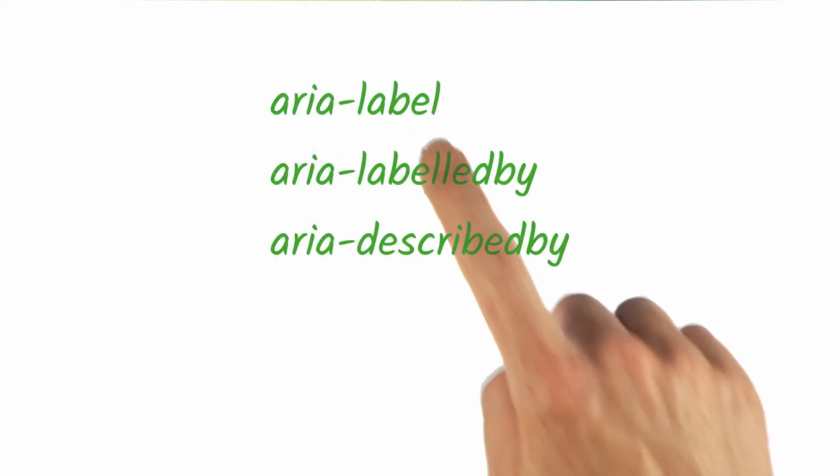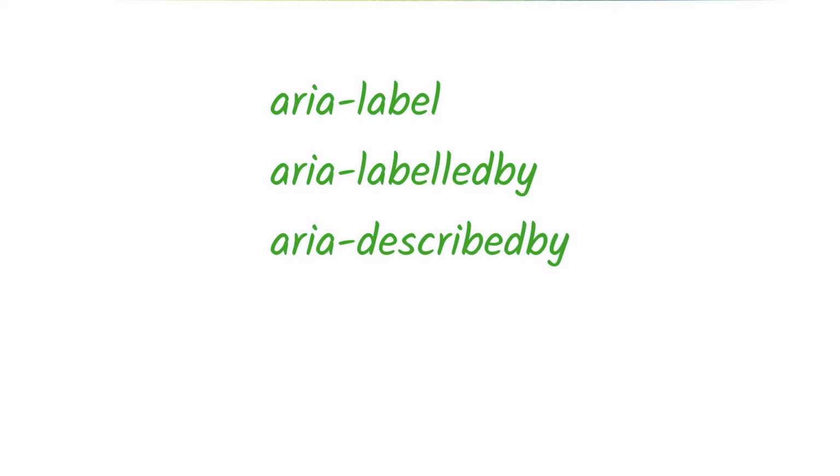ARIA provides several mechanisms for adding labels and descriptions to elements. In fact, ARIA is the only way to add accessible help or description text. Let's take a look at the properties ARIA provides to enable us to create accessible labels.